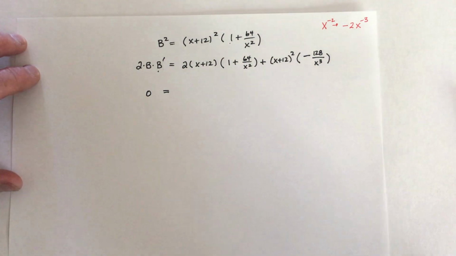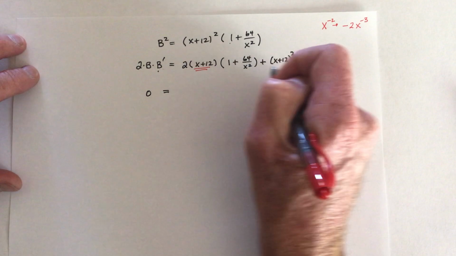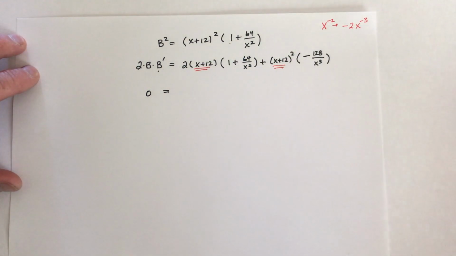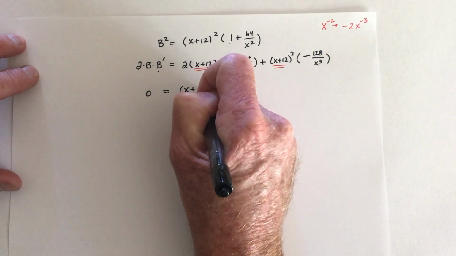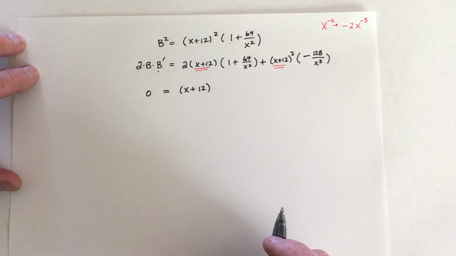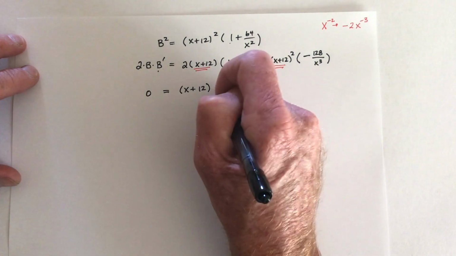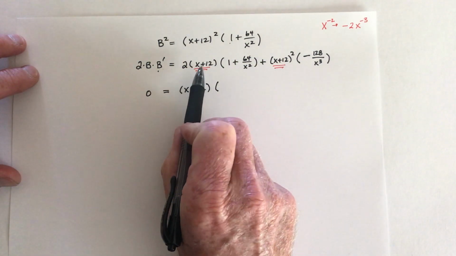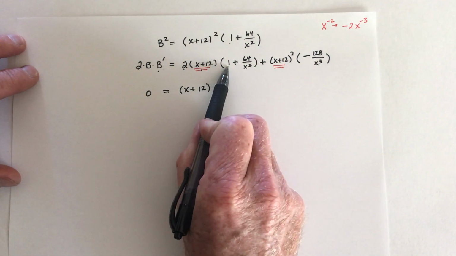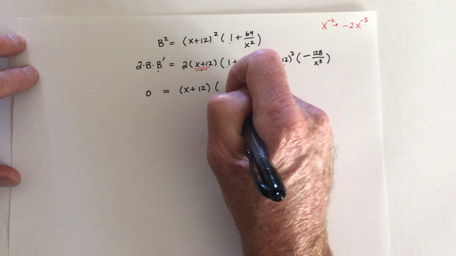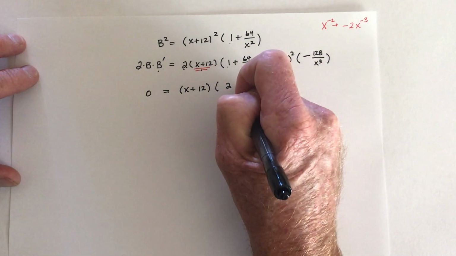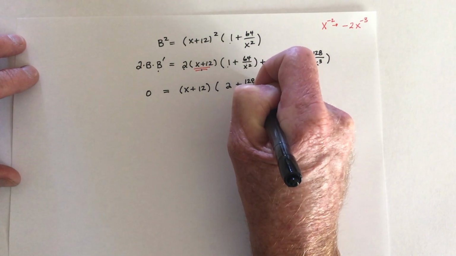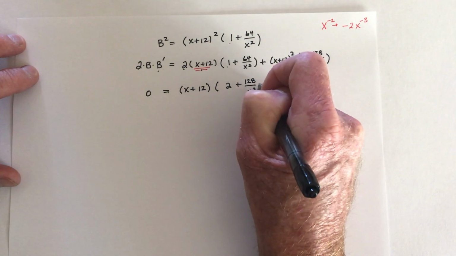And I can do some algebra. x plus 12 shows up in both places, so I can factor out x plus 12. And I actually don't see anything else I could factor out. Okay, so if I factor this out, there's still going to be the 2 times this. So that means there would be 2 times 1. And there would also be the 2 times the 64. So that's going to be a 128 over x squared.